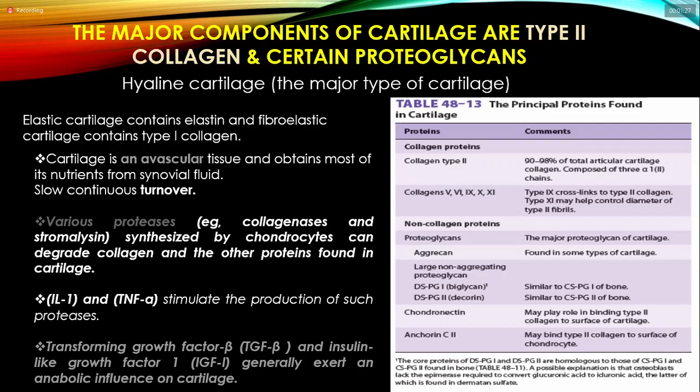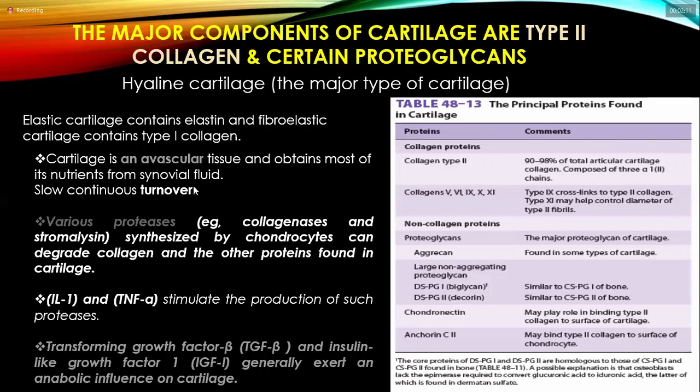For example, we have type 5, 6, 9, 10, 11. They are also present in order to support collagen type 2 or to make connections between the collagen and other types of proteins. As an example, just to mention that we have what's called elastic cartilage, which contains elastin besides the collagen, a different type of protein, while the fibroelastic cartilage contains type 1 collagen as well in order to have a more fibrous structure. As I mentioned before, cartilage is an avascular tissue.